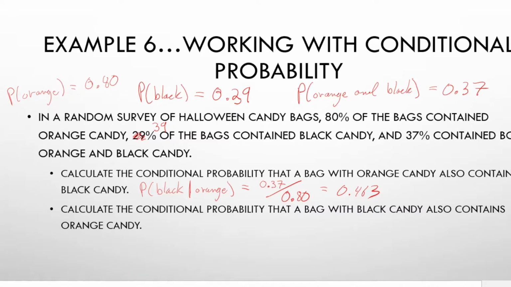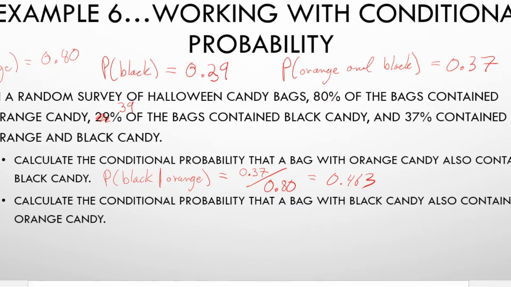So as we go ahead here into our next one, calculate the conditional probability that a bag with black candy also contains orange. Since we're saying with black, that means our given is having black candy, and we want to know the chances that it also has orange. Again, the AND probability doesn't matter what order we do it.